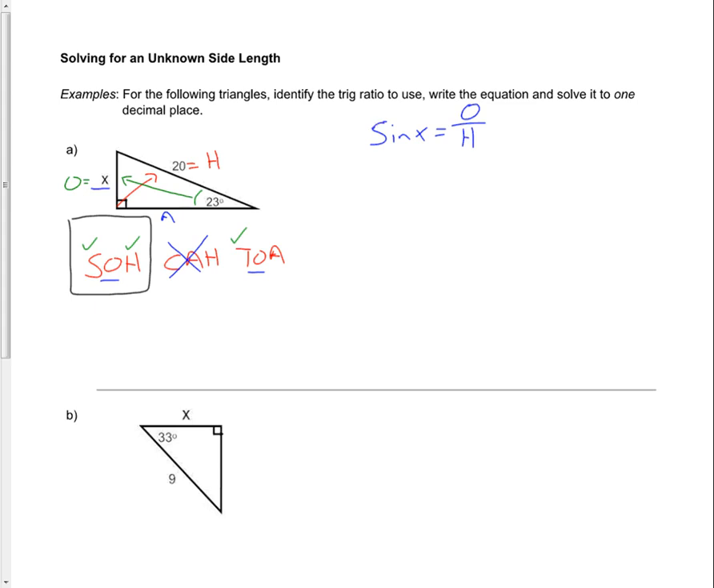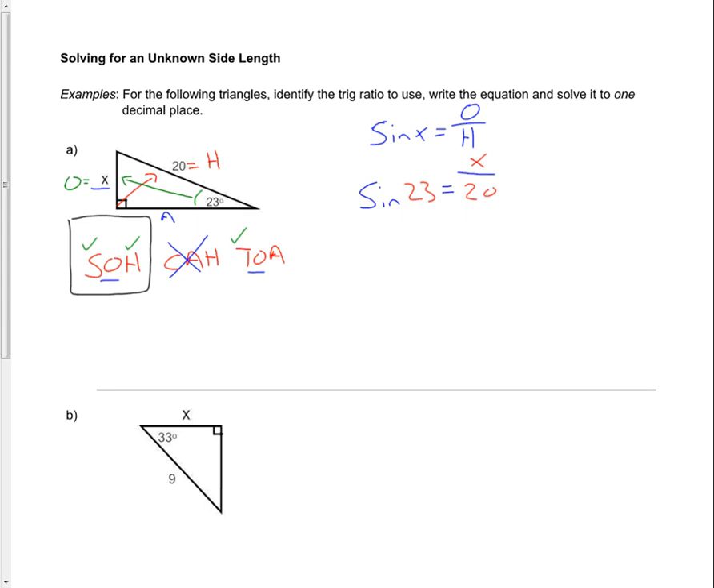So now that I've decided that and figured out that I need to use the sine ratio, I'm just going to start subbing information in. So I'm going to put in sine of 23 degrees. So sine 23 is equal to the opposite side length, and my opposite side length is x, and the value of my hypotenuse is 20. Okay, so 20 units long.